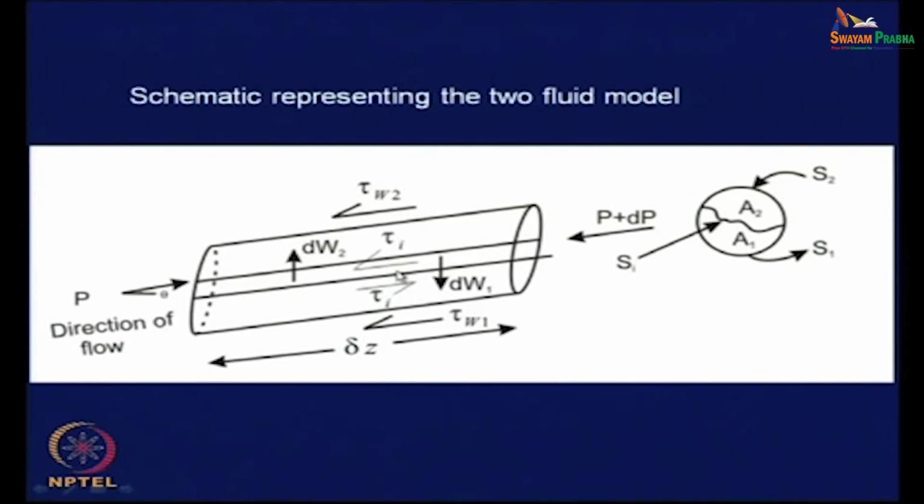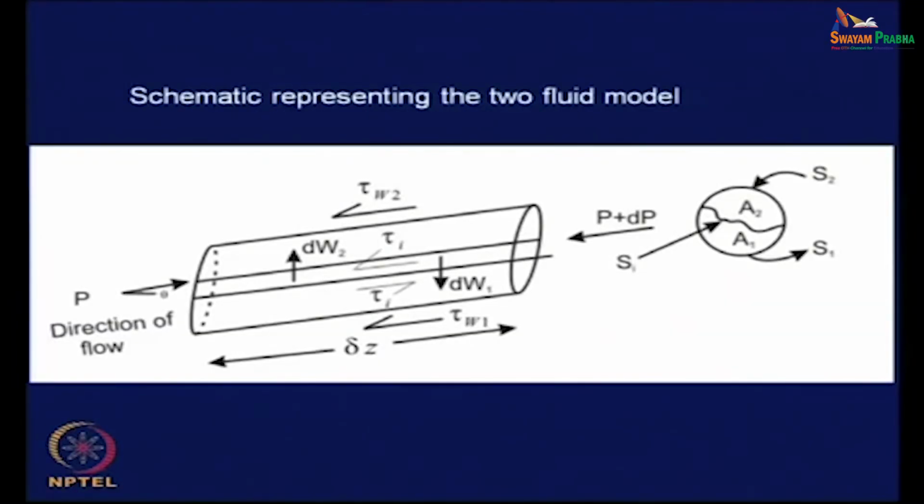Now, this tau I has been wrongly written down in this particular case. Sorry, no, it is correct. If the direction of flow is in this direction, then naturally the interfacial shear will be opposite to the direction of motion. Since the direction of motion is from the left hand side to the right hand side, naturally tau I will be in the opposite direction for the faster flowing fluid and in the direction of motion for the slower flowing fluid.